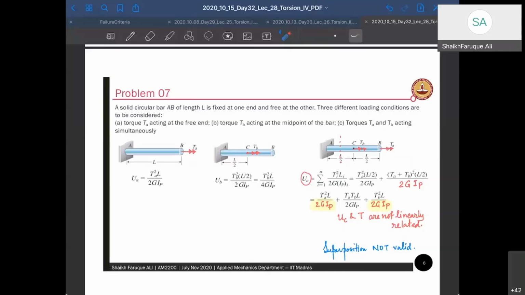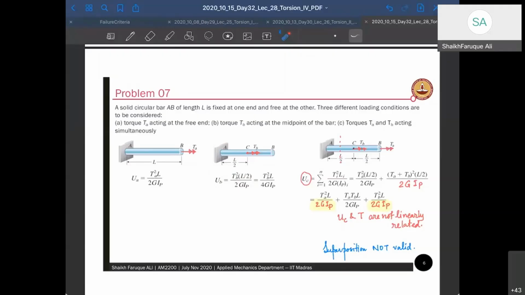Up to this point, the member will have a twist like this. But after that, it will be a constant twist because there is no extra load acting there. Therefore, the strain energy is going to be from 0 till L by 2.